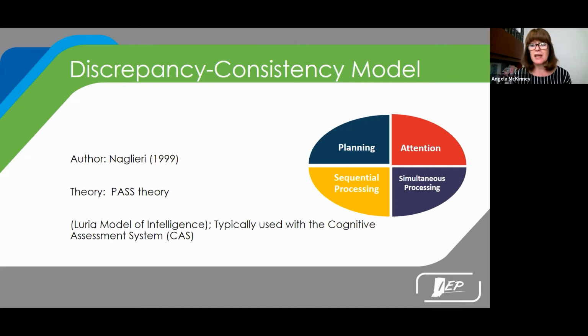My bias is that when I use pattern of strengths and weaknesses, this is what I tend to use anymore, just because I'm really connected with the results I get from the Cognitive Assessment System. It's not that I want to endorse that test necessarily, but it fit me well for the kids I was working with when I was still testing, and I got a lot of good information out of it. It's used with the Cognitive Assessment System because it's based on the components that test collects data on: planning, attention, sequential processing, and simultaneous processing.